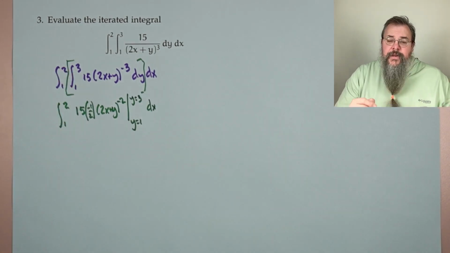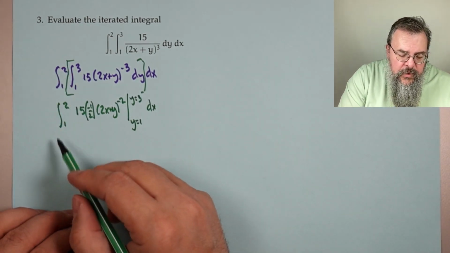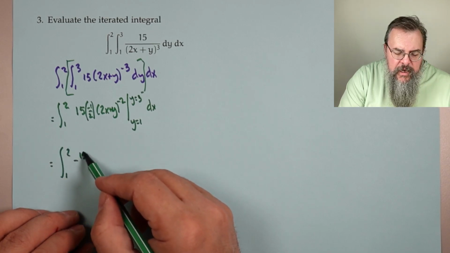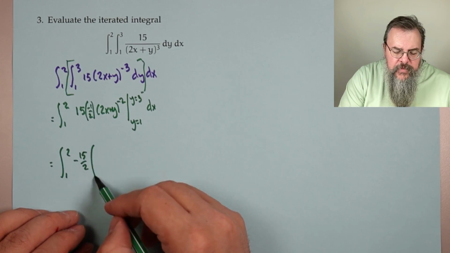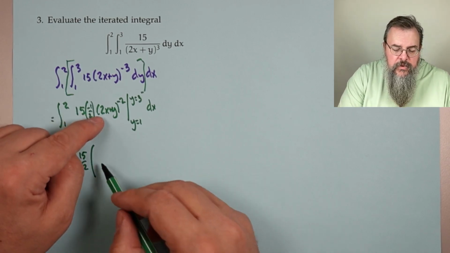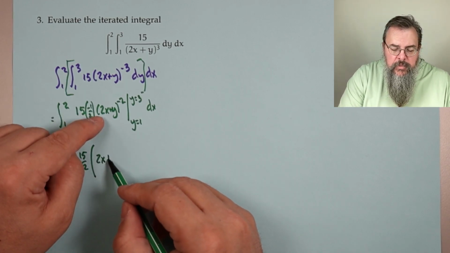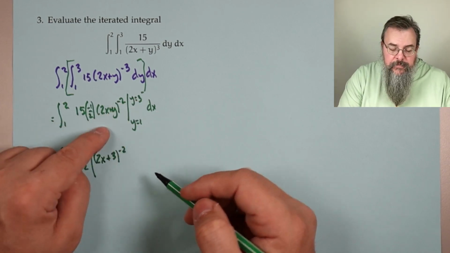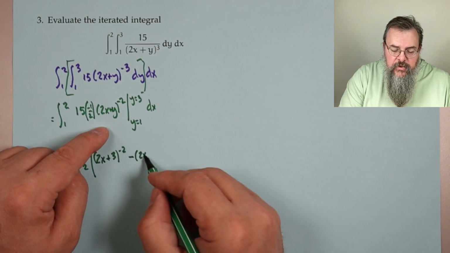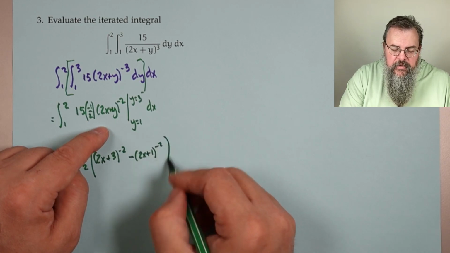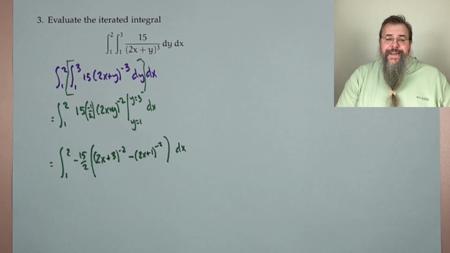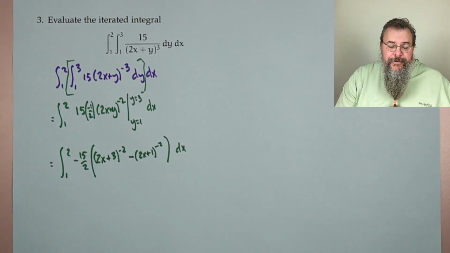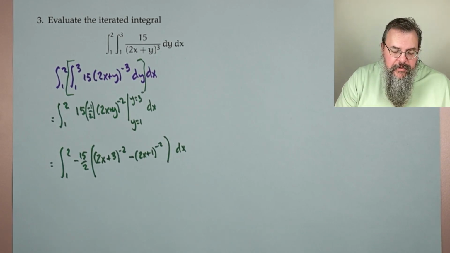Okay, so let's update here. We have that this would be integral 1 to 2. I'm not going to integrate yet. I want to finish the evaluation. So what do we have? We'll have 2x plus 3 to the minus 2, so we put in y equals 3, subtract 2x plus 1 to the minus 2. All right, so we evaluated, plugged in for y. Now we work the integral for x.